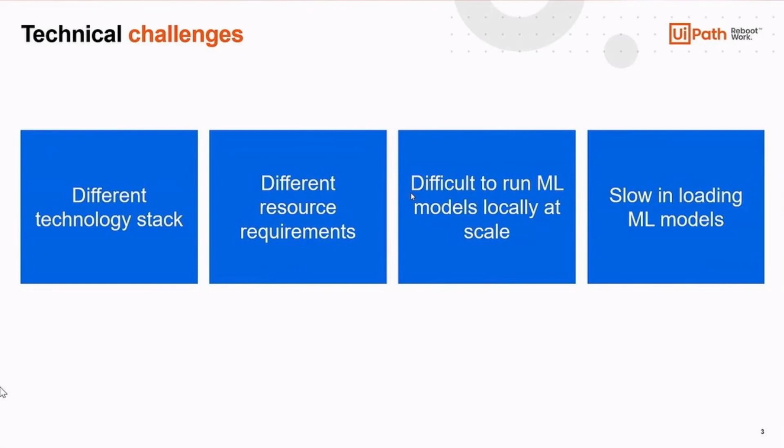The technology stack. Most ML models are based on Python and usually run in a Unix environment. But on the robot side, most of the code is written in VB or C# and runs on the Windows server. And different resource requirements. Bots run on simple machines, while ML models need very powerful hardware in most cases. CPU, RAM, GPU, and so on.